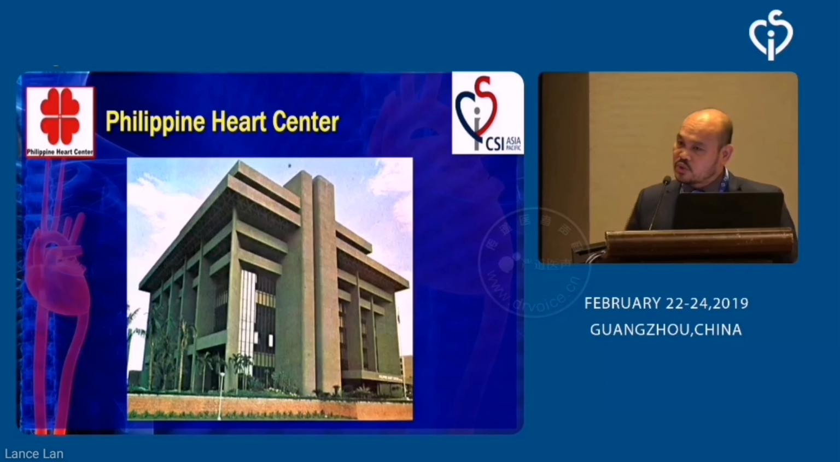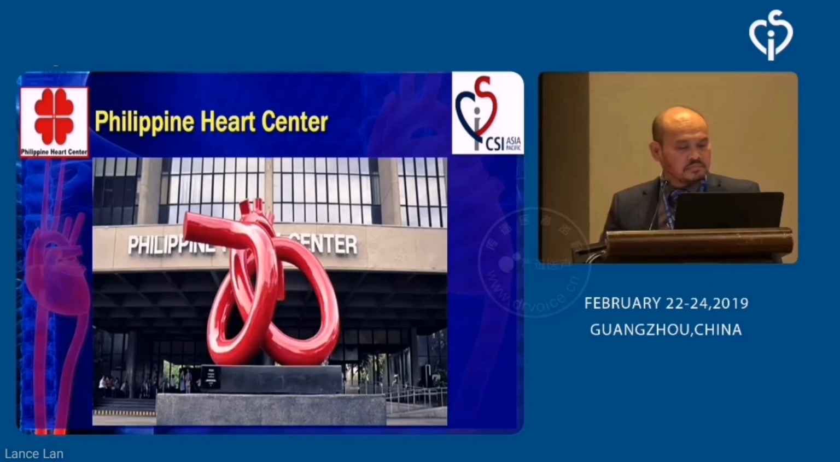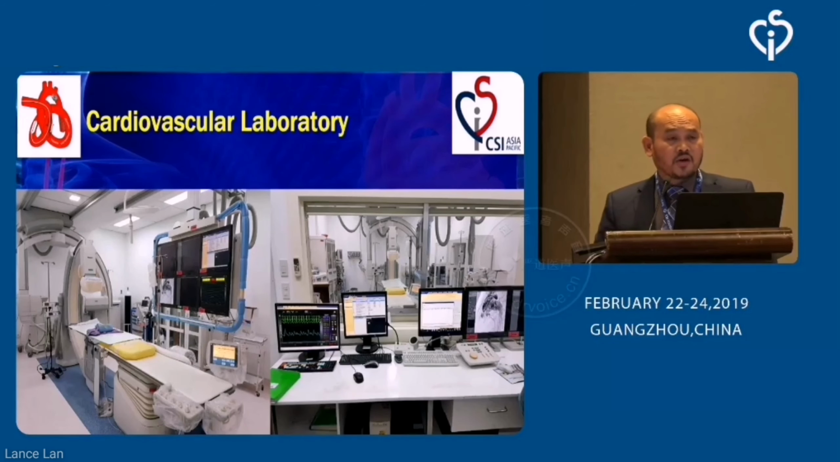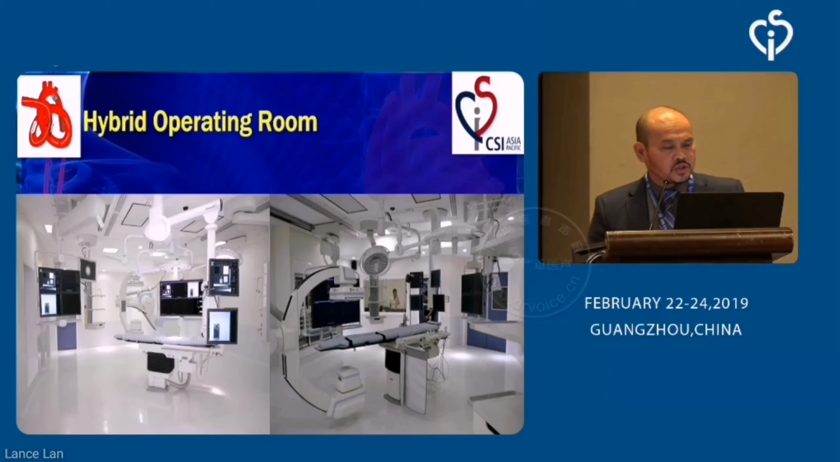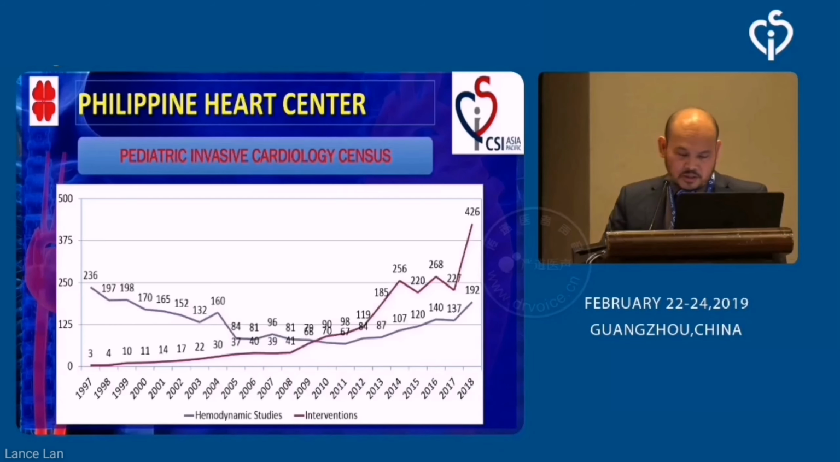This is our institution, our center. And this is our cath lab, the regular cath lab. We have 4 rooms and 1 biplane room dedicated solely to pediatric interventions, and 1 hybrid operating room equipped with Artery robot arm.